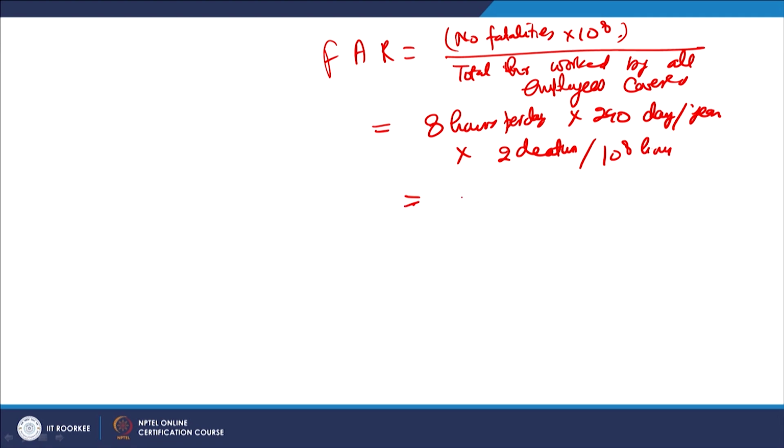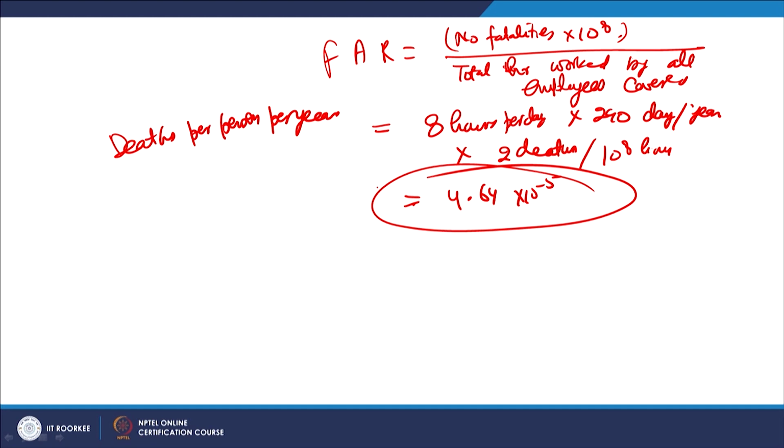So, this is the deaths per person per year, and it comes out to be 4.64 into 10 to the power minus 5. So you can anticipate 4.64 into 10 to the power minus 5 deaths per person per year, based on the statistical information given in this particular problem.